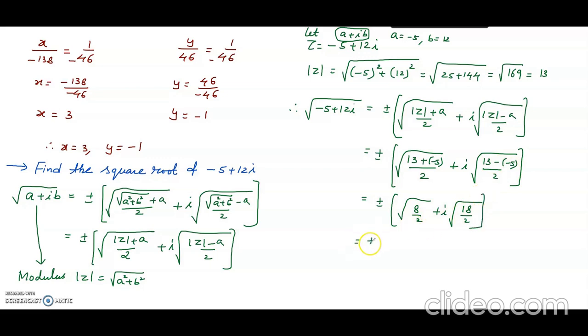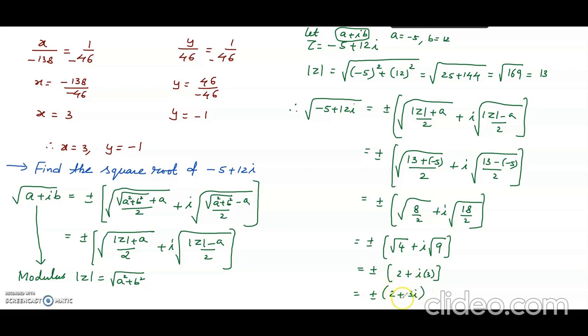So you can do a bit of cancellation here. Root of 8 by 2 is root 4, and 18 by 2 can be written as 9. We all know root 4 is 2 and root 9 is 3. So 2 plus i into 3, which we can also write as 2 plus 3i.